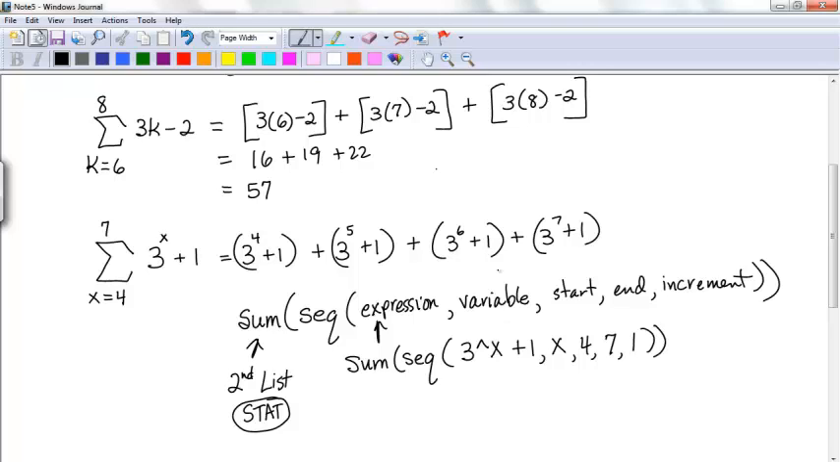Okay. Then put in the variable. Then put in the 4. And then put in the 7. Then put in the 1. Close the parentheses. Close the parentheses. Did you get the right answer? 3,000.